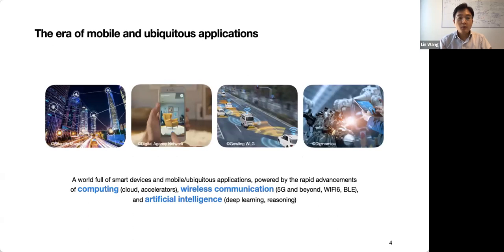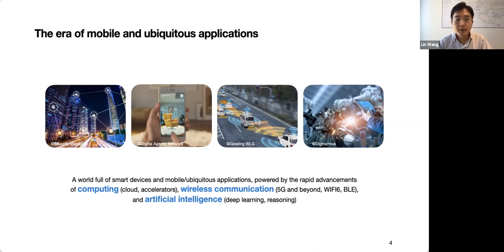So we are living in a world full of mobile ubiquitous applications, right? Supported by all kinds of smart devices like smartphones, augmented reality glasses, different kinds of sensors, whatever. So we have seen applications like smart cities, augmented reality, autonomous cars, and also smart manufacturing. And all those different applications are powered by the rapid development of three different things.